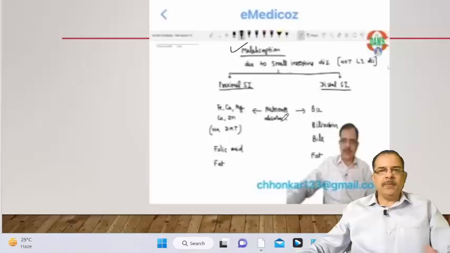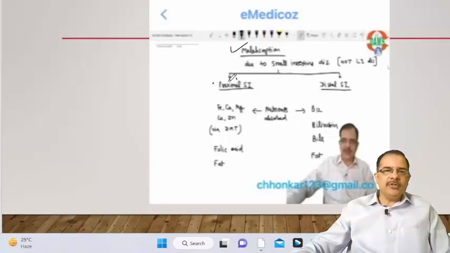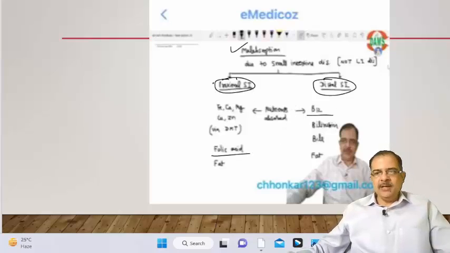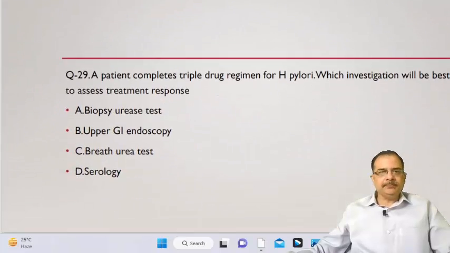Yes, malabsorption topic. The first topic which is always discussed in the class is which nutrients are absorbed from the proximal and which are absorbed from the distal intestine. So folic acid is absorbed from the proximal intestine, and B12 is absorbed from the distal small intestine.